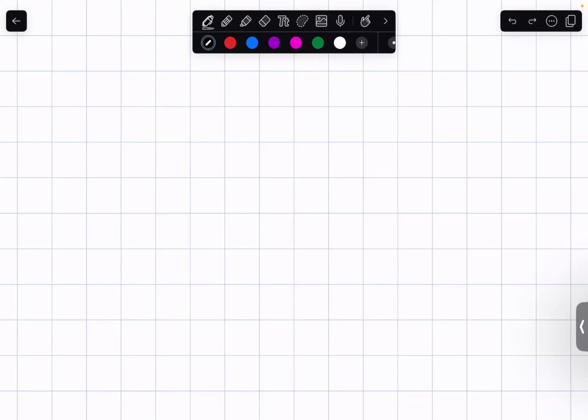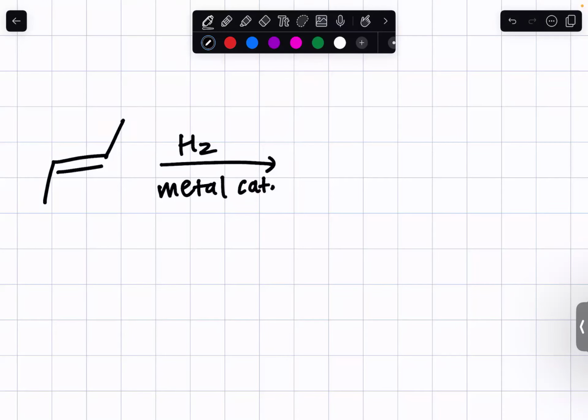Can you go over hydrogenation, I think it's called? Yeah, hydrogenation. So let's say that we have an alkene like that, right? And we have H2 and some kind of metal catalyst. The metal catalyst can be any of these three here. You could see Pd/C, you could see Pt, or you could see Raney nickel.